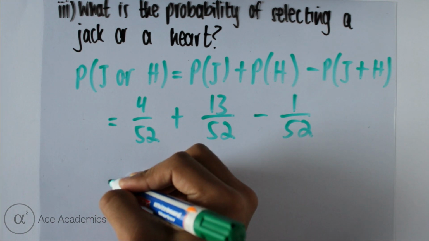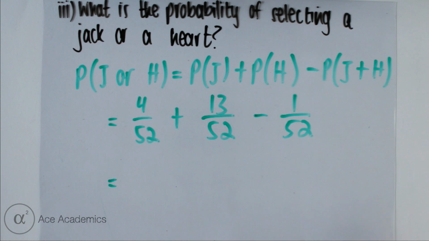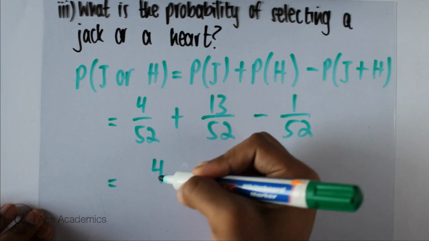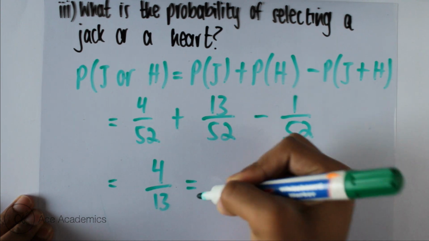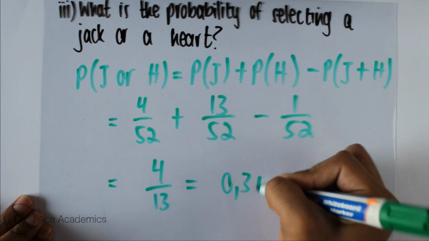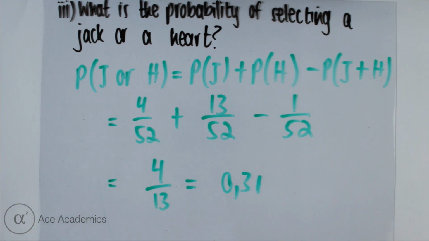Now, to find the probability of a jack or a heart, we simply have to add the above terms, and we get 4 over 13, which is the same thing as 0.31. So the probability of selecting a jack or a heart is 0.31. Let's look at the next example.